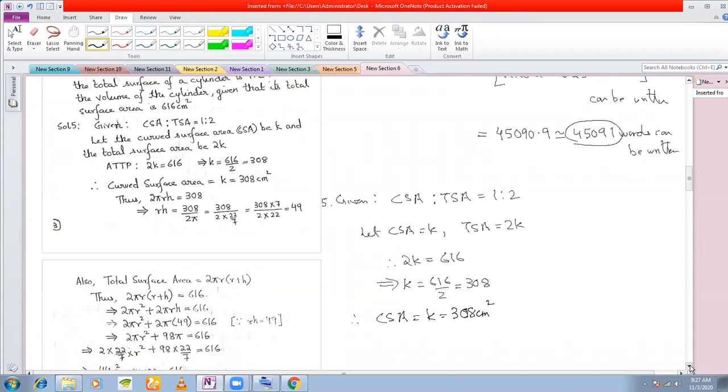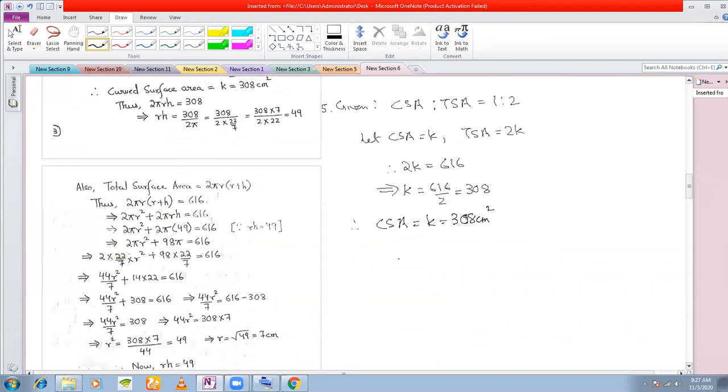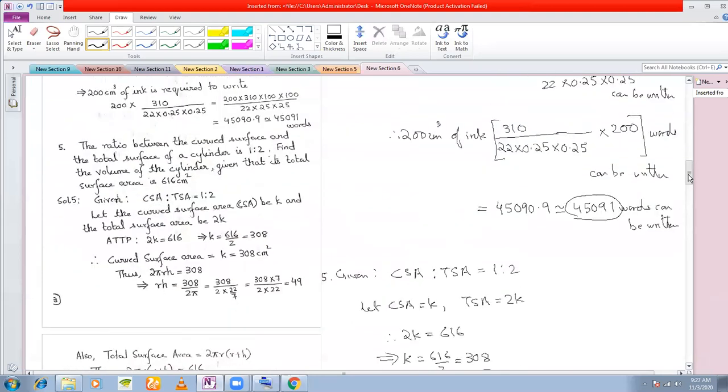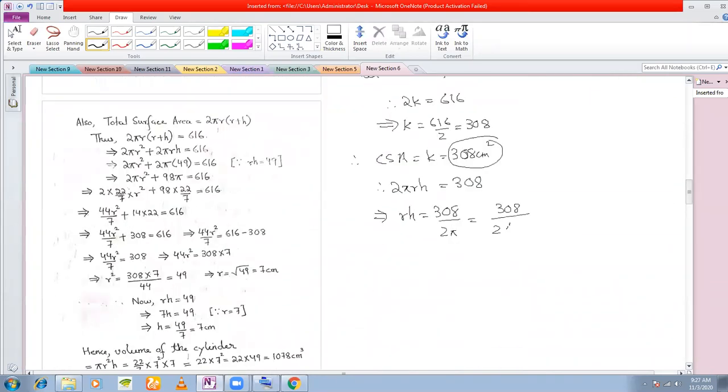Since we know the curved surface area, if the radius of the cylinder is r and the height is h, then 2 pi rh is the curved surface area, and this is how much we have found out this to be, 308. There are two unknowns here, r and h. So we can calculate rh. What is rh? rh is 308 divided by 2 pi. Now you can put the value of pi. If any value of pi is given, you can put that value. Since nothing is given, we shall use 22 by 7.